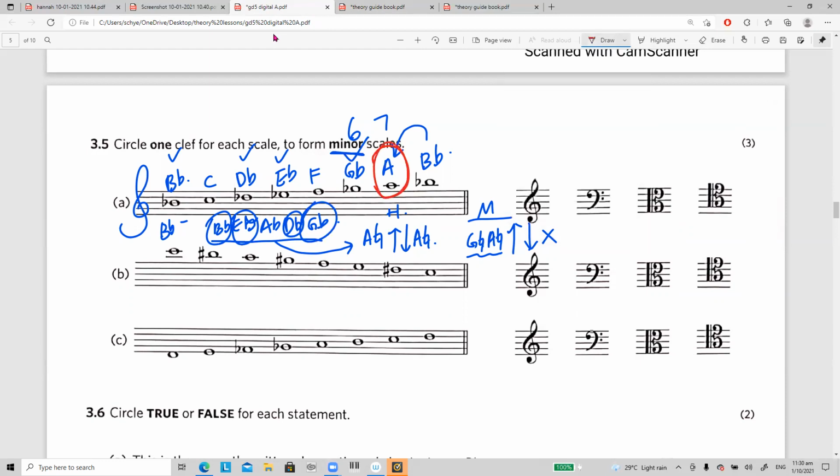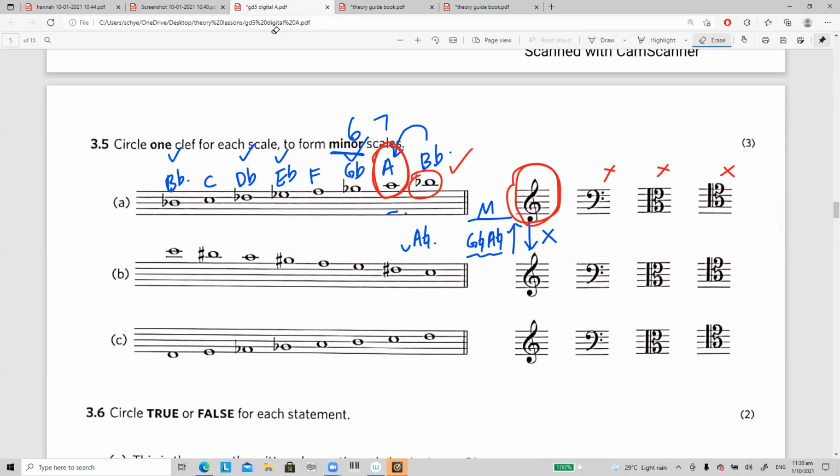Why is the A natural? Because it's a harmonic form. So A does not need to be flattened. A should be natural, to be raised. In that case, we can say that this is B flat minor. If the first one is already correct, then you can save your time. You don't need to look at the rest of the clefs.